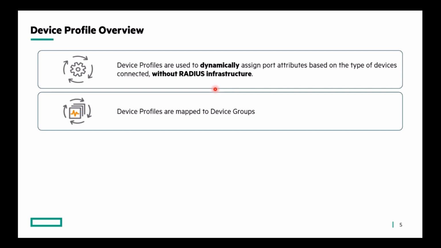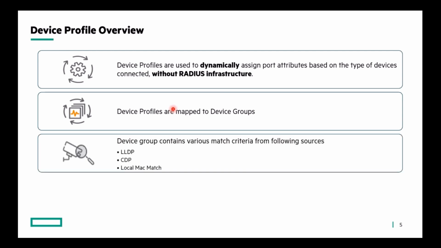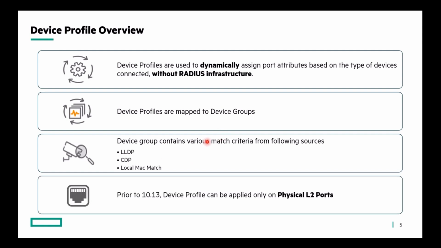How does this device profile work? The device profiles are mapped to device groups. How do we identify those device groups? These device groups could be identified based on the packet received from the device and matching the data present in the packet. It could be an LLDP match, a CDP match, or based on the source address match, which we call the local MAC match. All these kinds of matches can be used to create a group, and that group will be applied for the device profiles. Prior to 10.13, the device profiles could be applied only on physical L2 ports. Let's see what the enhancement is in this 10.13 release.